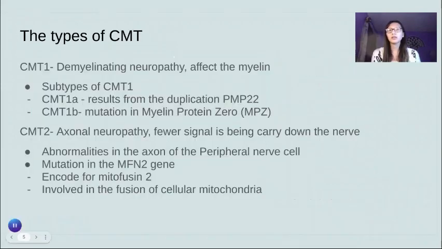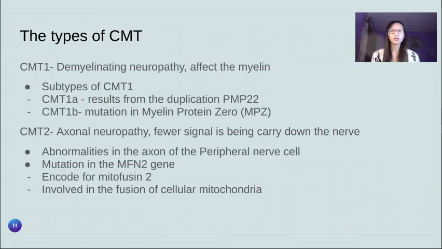Here are the different types of CMTs that I will go over. CMT1 focuses on demyelinating neuropathy, which affects the myelin. The subtypes of CMT1 are CMT1A, which results from the duplication of PMP22, and CMT1B, which is the mutation of myelin protein 0.